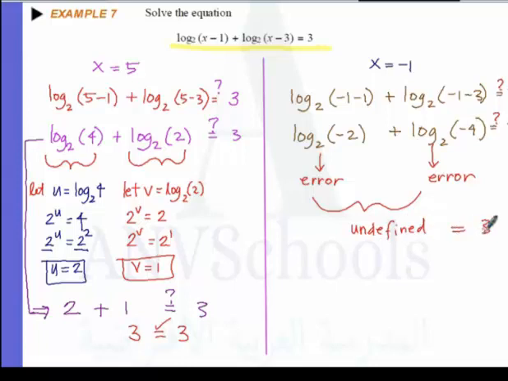And is it equal to 3? Certainly not. So you could not use x equals -1 as your solution set for the expression log 2 of x minus 1 plus log 2 of x minus 3 is equal to 3. But we could use this one as the solution set. So this is the answer.